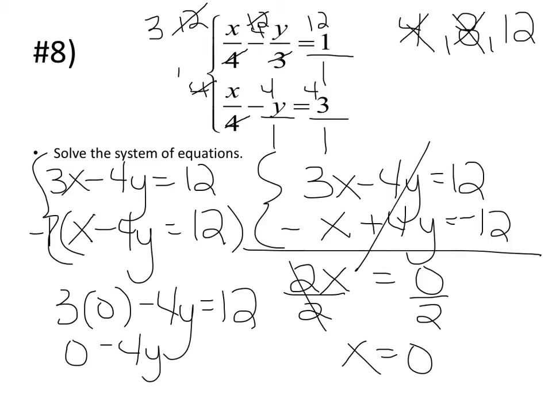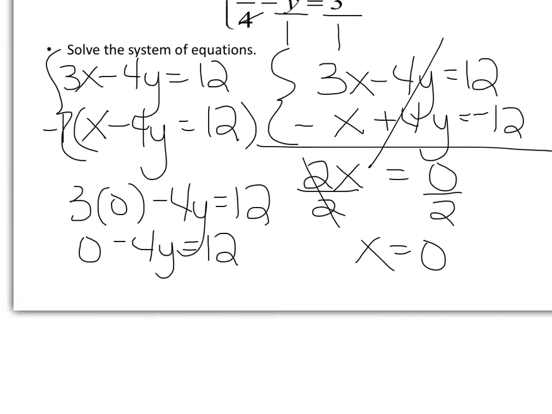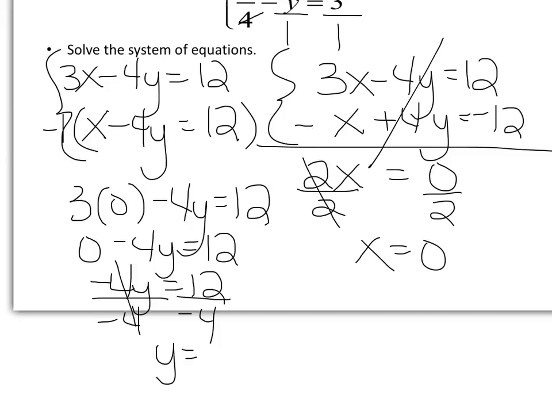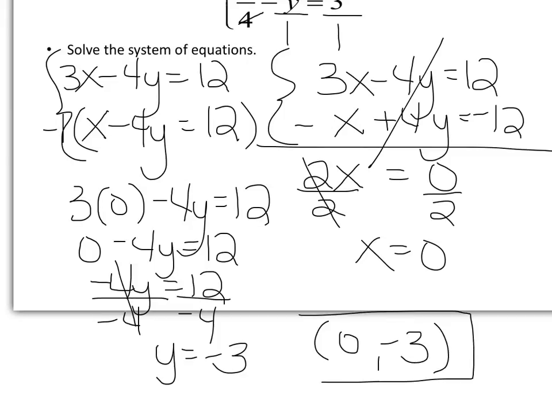0 minus 4y is equal to 12. Negative 4y is equal to 12. Divide both sides by negative 4. Y is equal to negative 3. So I have (0, negative 3) is my solution for number 8.